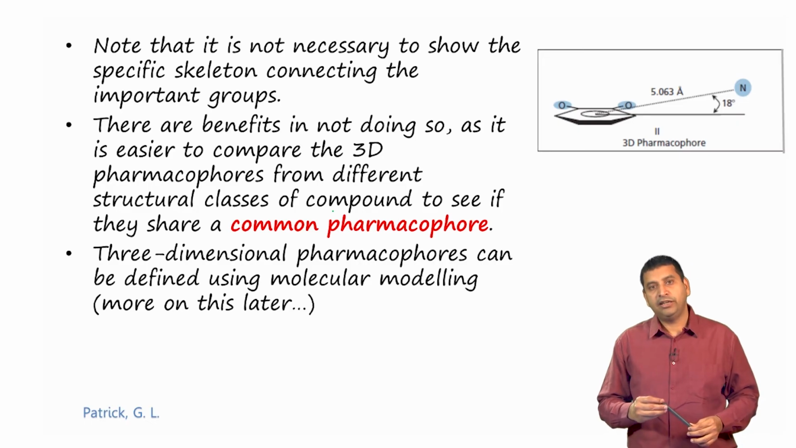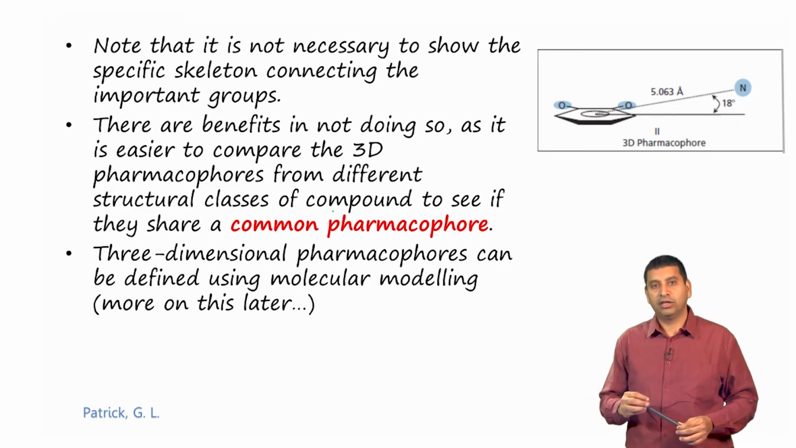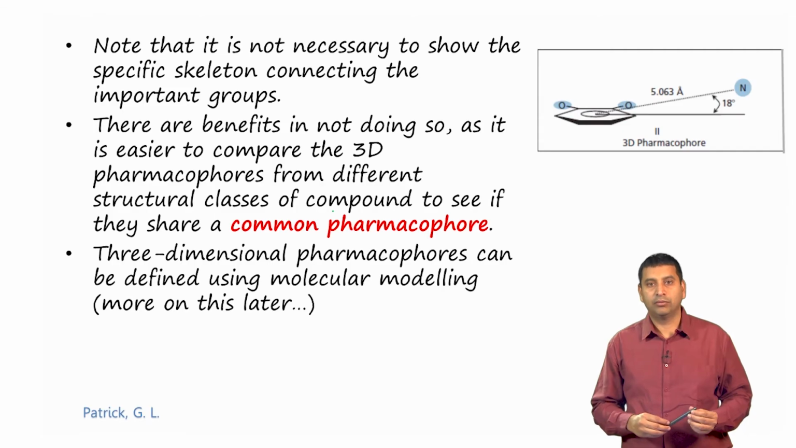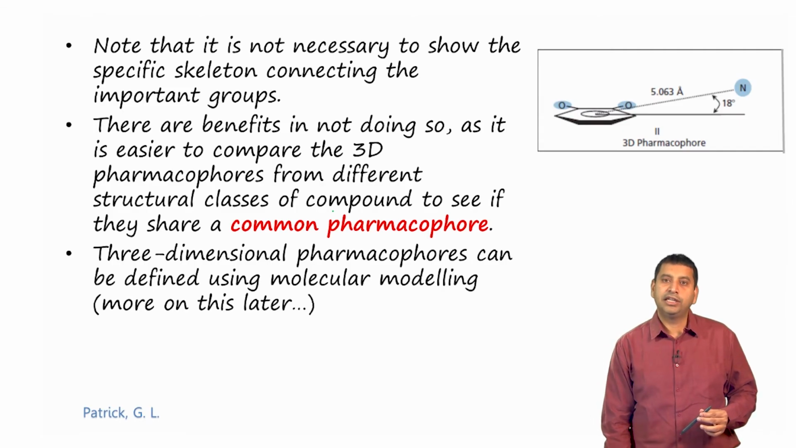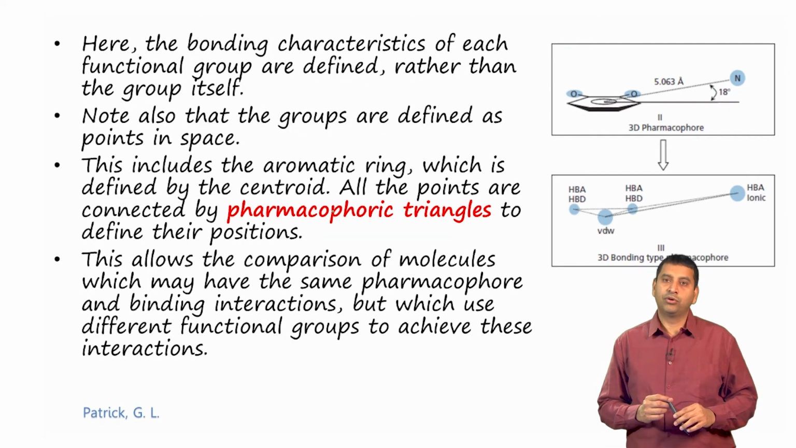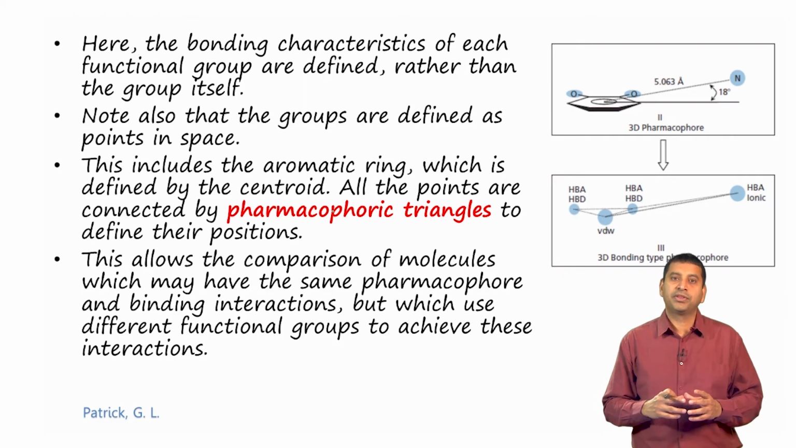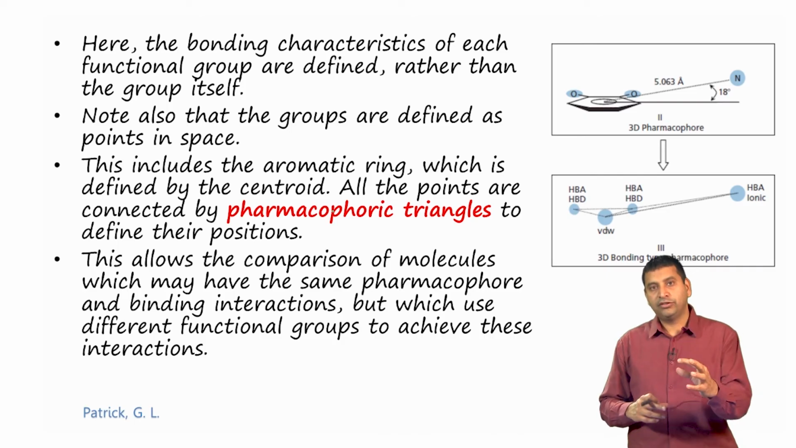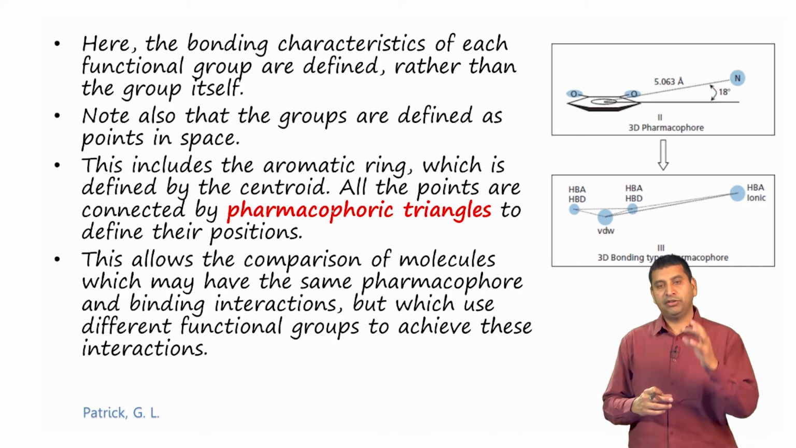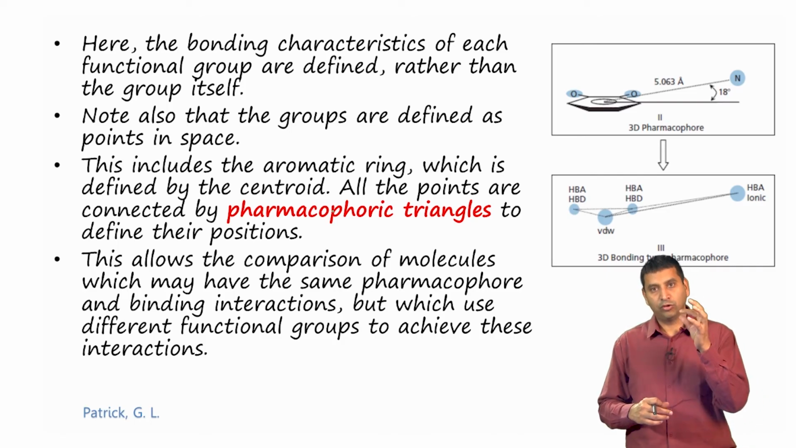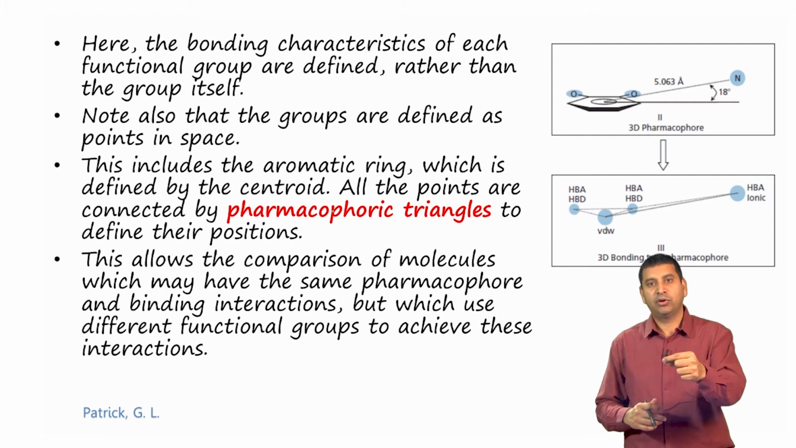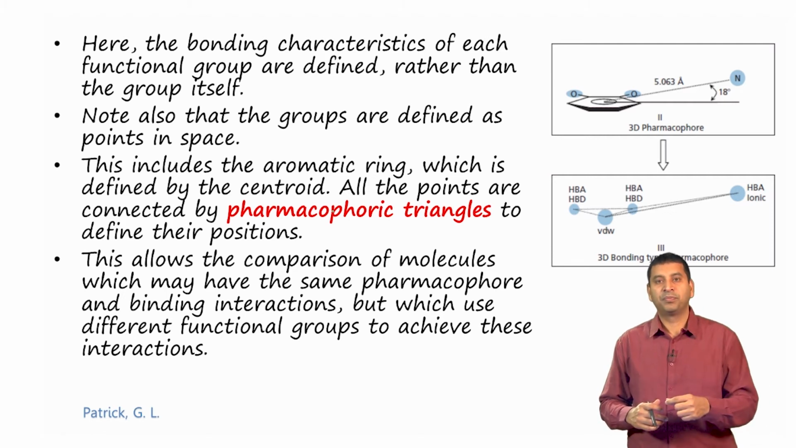These 3D pharmacophores, of course, we will discuss later when we are looking at molecular modeling, but the triangle approach is shown here, where we start constructing triangles. You can define these groups as points in space. That means that you can call the van der Waals functional group a point in space, the hydrogen bond acceptor donor another point, and so on.